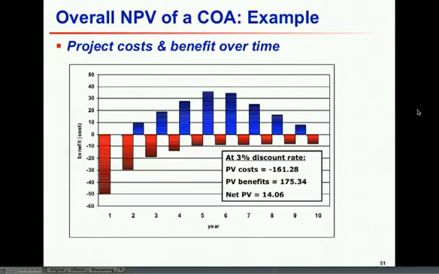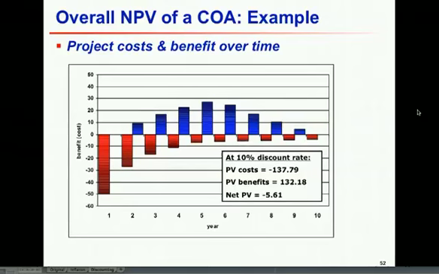If you only use a 3% discount rate, you'll see that the present value of the cost in this case is negative 161, and the present value of the benefits is 175. It still makes sense with a small discount rate. The net present value is still positive. So if it's a go/no-go decision, this project makes sense.